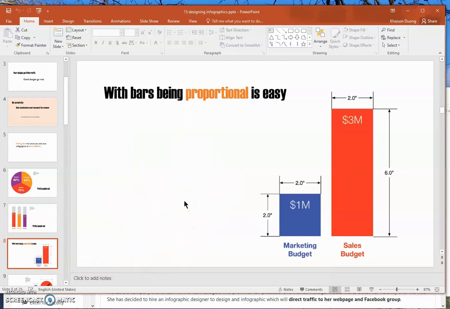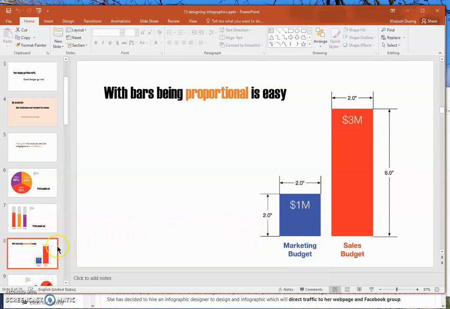Bars need to be proportional, as we said before. So if this amount, 3 million, is 3 times this amount, this bar needs to be exactly 3 times that, not only in height, but also in volume. If I multiply that together, I get 4. If I multiply that together, I get 12. 12 is exactly 3 times as much as 4, so volume and not only height.